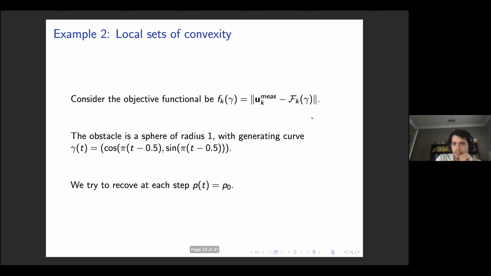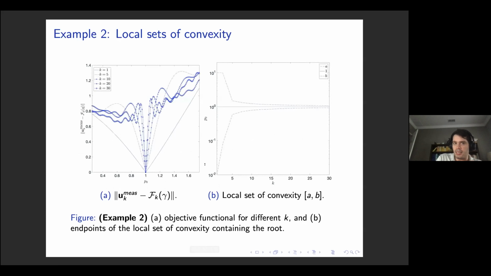So let's go now to the part of looking at the local sets of convexity of the field. Just to show what happens with this functional here, the f, the residual that we are trying to minimize. We plotted the functional when we have a sphere of radius 1 with center at 0, and we try to recover only the radius of this sphere.